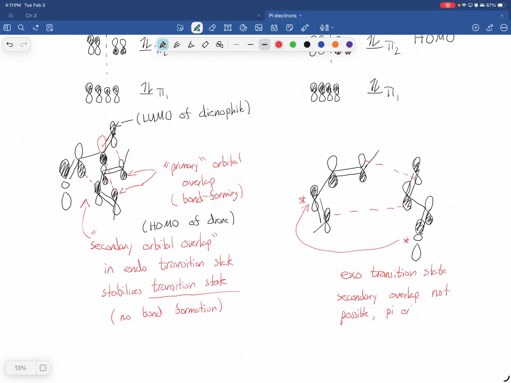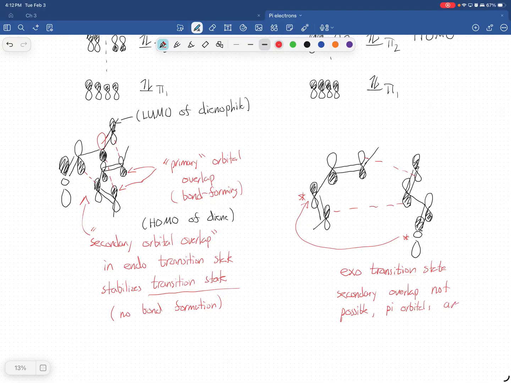Okay, so the pi orbitals, or the p orbitals, are so far away they can't reach it. So that's why this transition state is higher in energy. It's less stable, and that's because this electron withdrawing group can't help stabilize it in the endo.